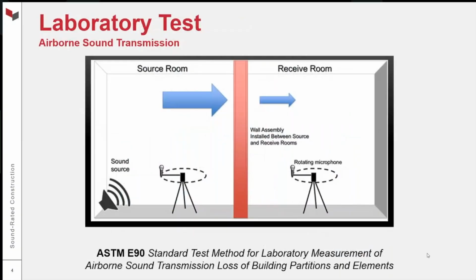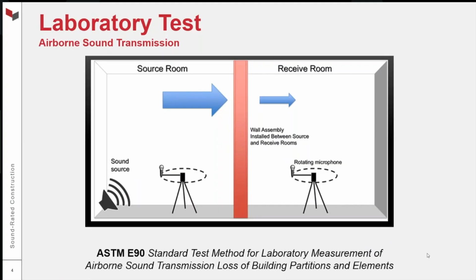So let's talk about how we test these things in the lab. This is a very simplified representation, but a fair representation of the airborne sound transmission test. This is how we arrive at the STC rating of a wall. The ASTM standard is ASTM E90. The standard name is a bit of a mouthful: Standard Test Method for Laboratory Measurement of Airborne Sound Transmission Loss of Building Partitions and Elements. It involves 2 rooms, a source room and a receive room.